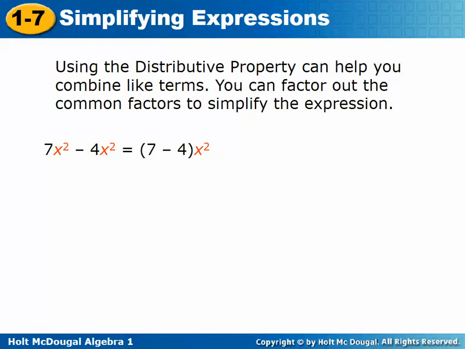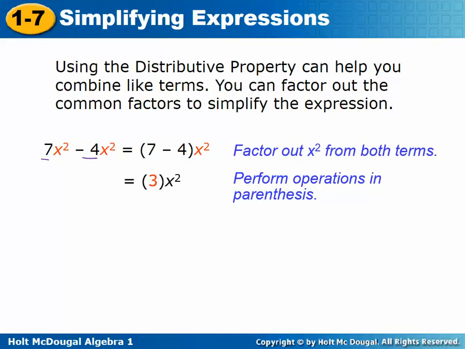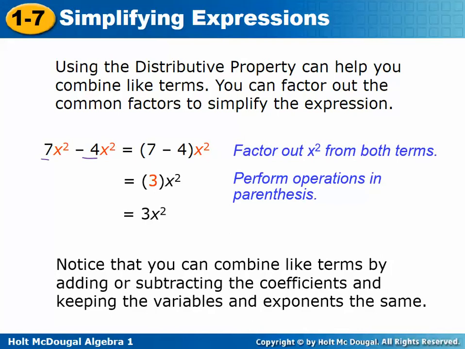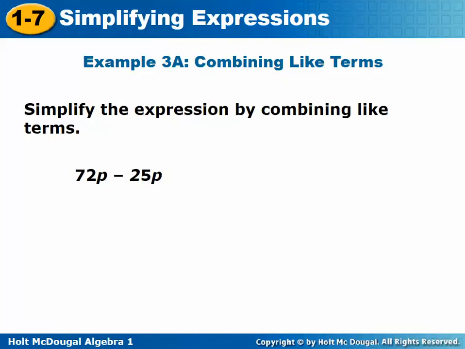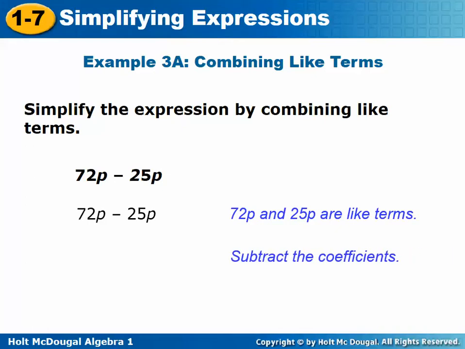So the way that we add like terms is you only look at the coefficients in front of the like terms. So we have a 7 and we have minus 4, which is 3. So this would be 3x squared. The variable and the exponents stay the same when you combine like terms. So here we have 72p minus 25p. Those are both like terms because they both have the variables p, no exponent. So we just have to subtract the 72 minus 25 and get 47, and then we write the p down. The p doesn't change.